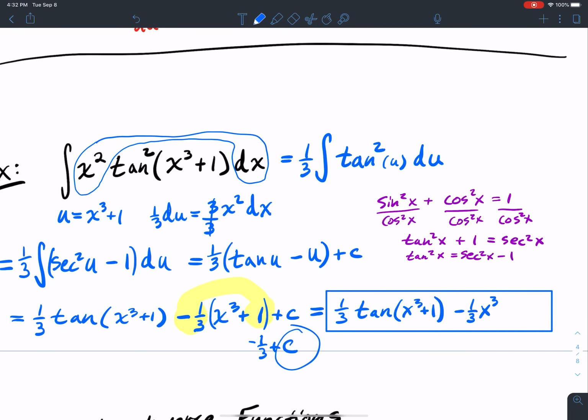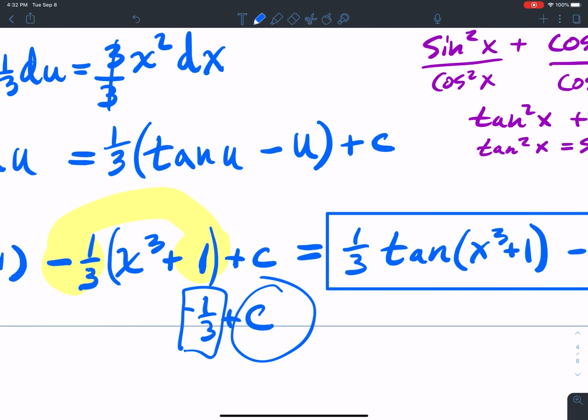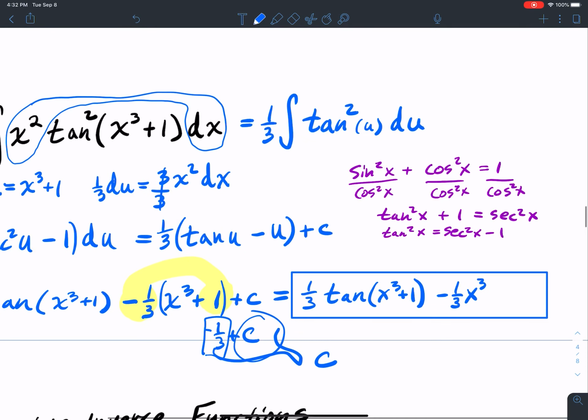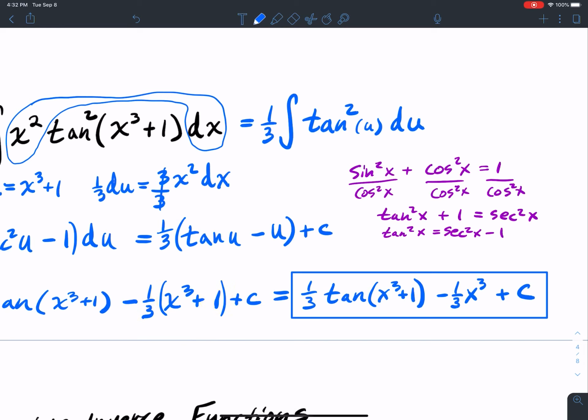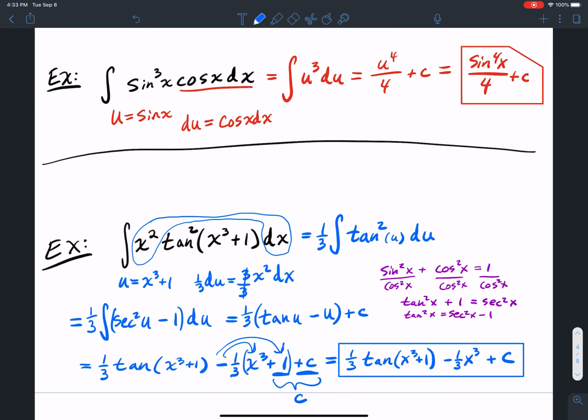But remember, c is just a constant. And negative 1/3 is a constant. So that constant absorbs the constant. We don't need to have that negative 1/3 there, and we just write c there. There's no need to have plus a negative 1/3 and plus c because that's just a constant. All right, hopefully that was helpful in showing you how to do u substitutions with trigonometric integrals.